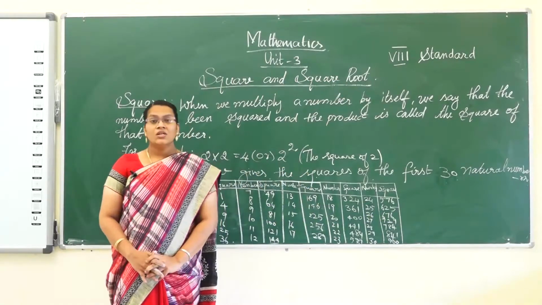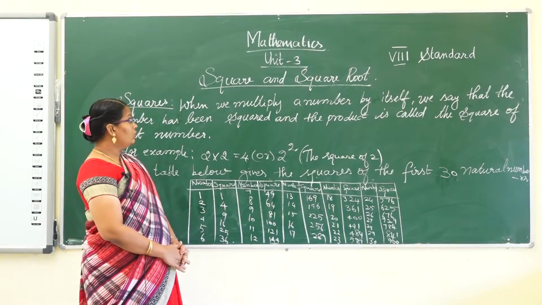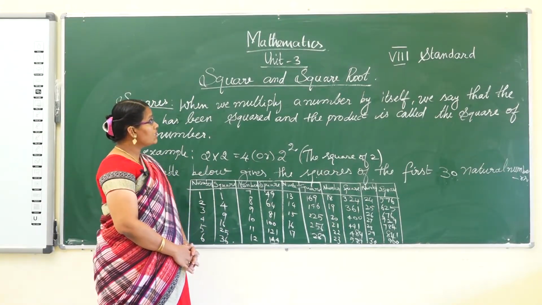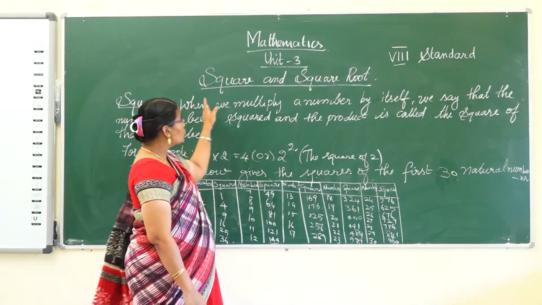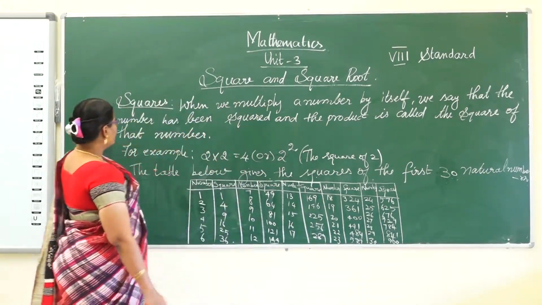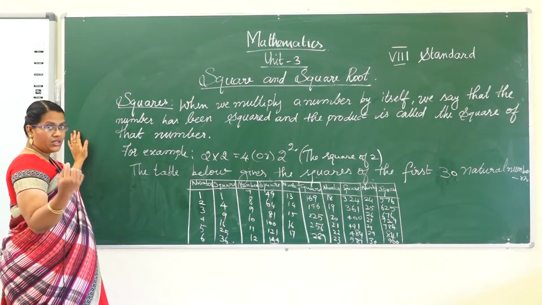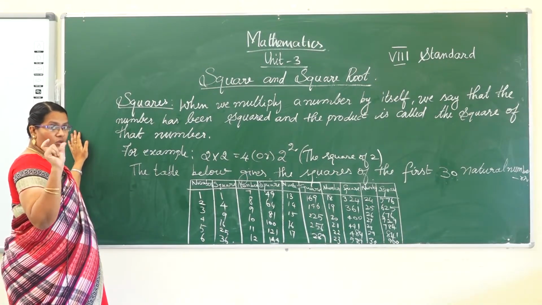Good morning, students. Today we are going to learn the new chapter: squares, square roots and cube roots. Today we are learning about squares and square roots. What is meant by square? Multiplying a number by itself, we get a value. That is called the square.